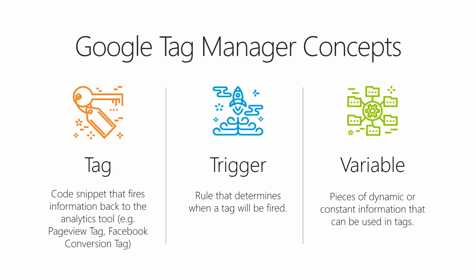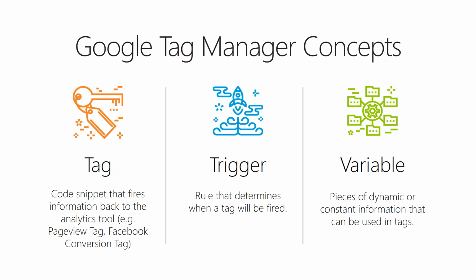Then we have triggers. Triggers are a way to determine when to fire a tag. So instead of hard coding these tags into our store to fire at certain times, we can say, don't send this tag until this page occurs, and then that tag will fire at that point. And then finally, we have variables. Variables are snippets and pieces of information, whether dynamic or constant, that can be used in tags.